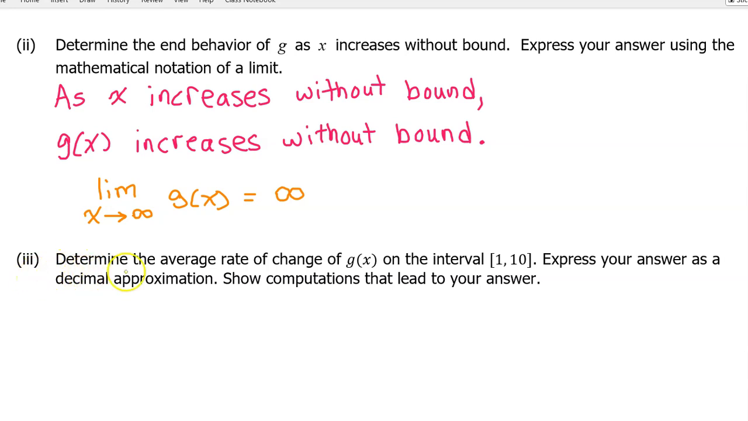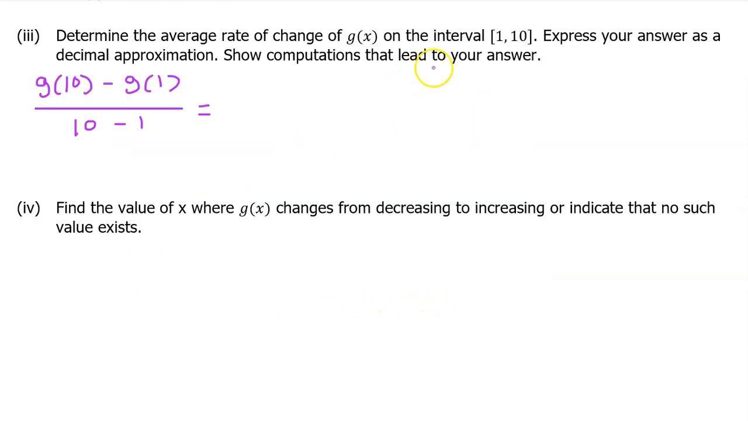Part 3. Determine the average rate of change of g of x on the interval from 1 to 10. Express your answer as a decimal approximation. Show computations that lead to your answer. On the interval from 1 to 10, the average rate of change of g will be given by g at 10 minus g at 1 divided by 10 minus 1.